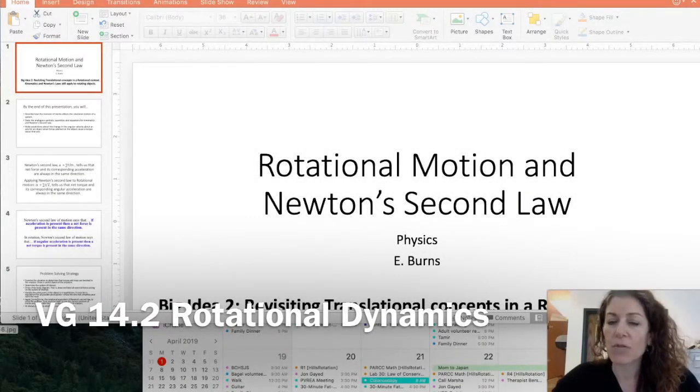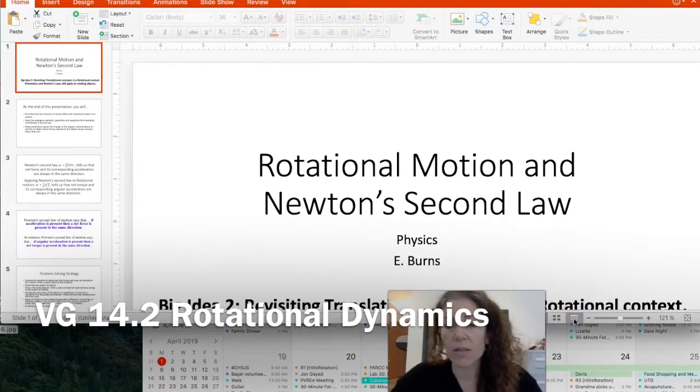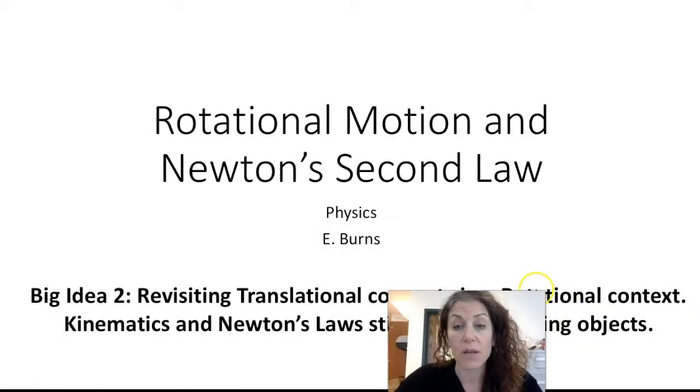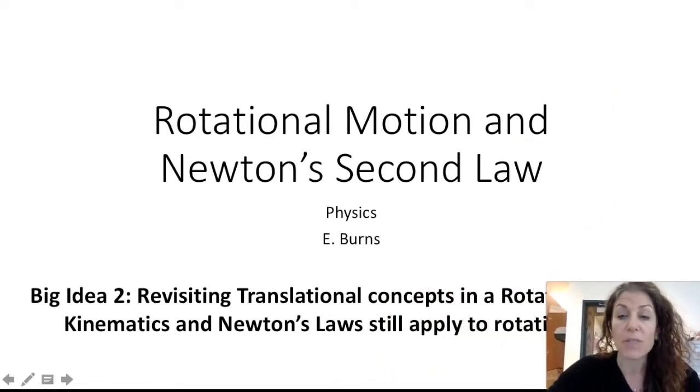Hi, we're going to talk about rotational dynamics. So let's get started. This is going to be mostly problem solving because the concept is pretty easy. We're just revisiting translational concepts in a rotational context. So we're going to look at kinematics, which you've already done, but in combination with Newton's second law.